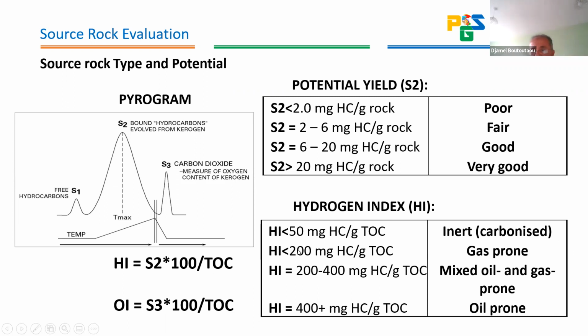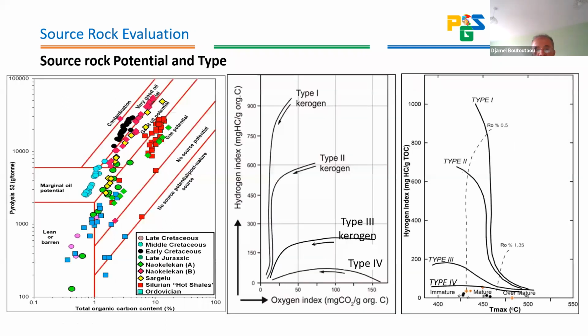For gas-prone source rock, we have a hydrogen index equal to or less than 200 milligrams. We can have mixed oil and gas-prone source rocks, and we can have oil-prone source rocks that have a hydrogen index of 400 and plus. For example, for type 1 source rock, which is lacustrine source rock, we can have up to 1,000. For marine source rock, we can have between 400 to 600 milligrams of hydrocarbons per gram of TOC. So that's how we classify our source rocks.